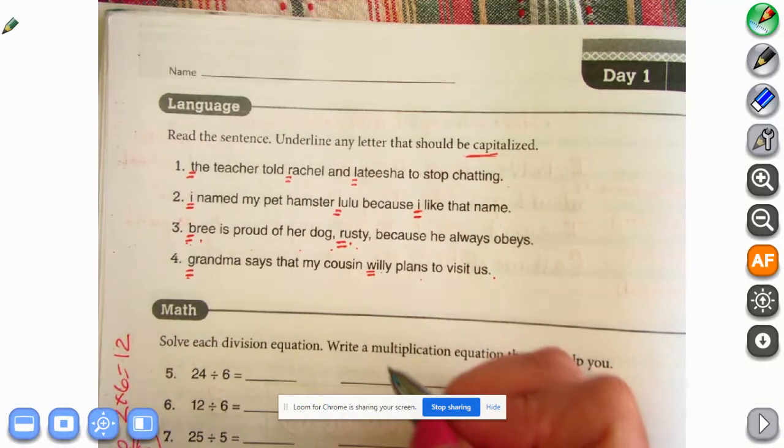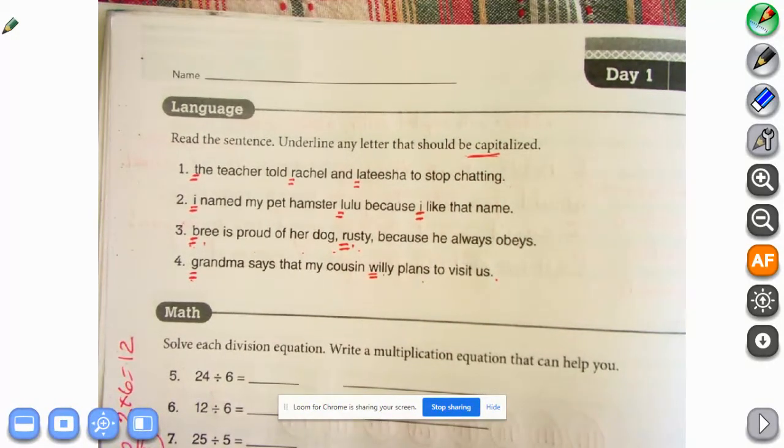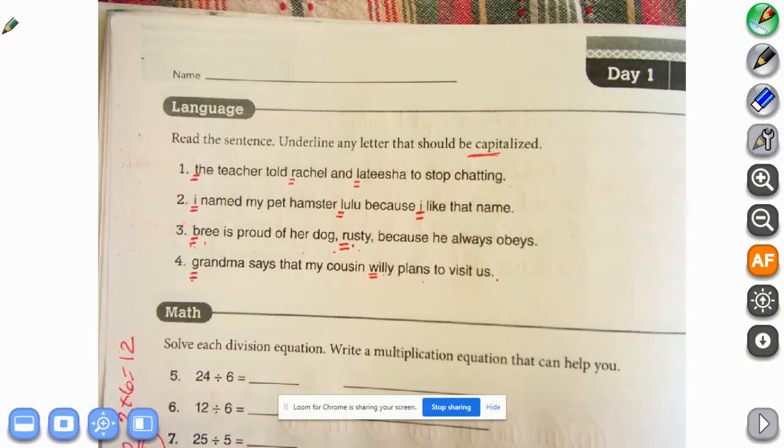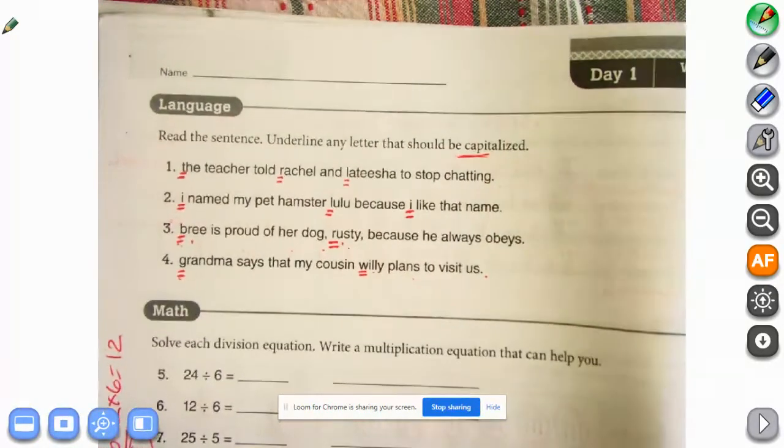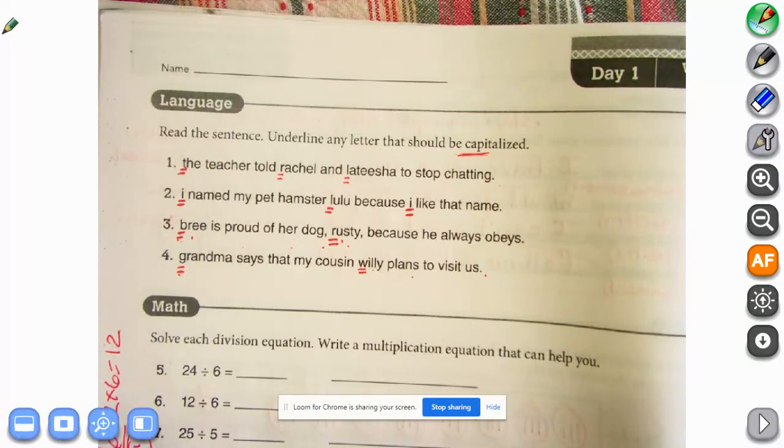All right. Make sure if you need to make any corrections or add any of them, make sure you get those written down. Press pause if you need to, because I'm going to move down to math.